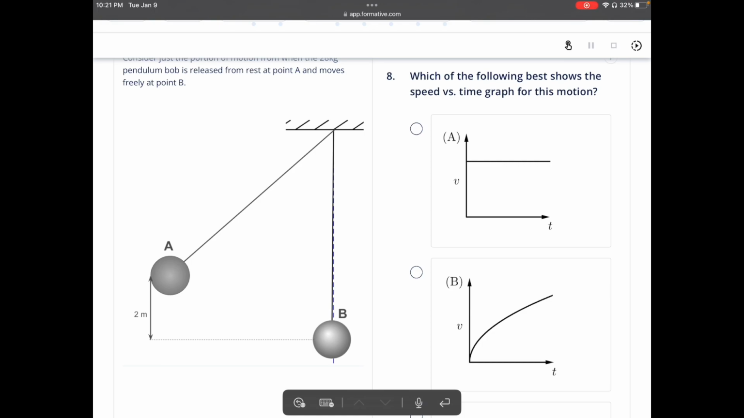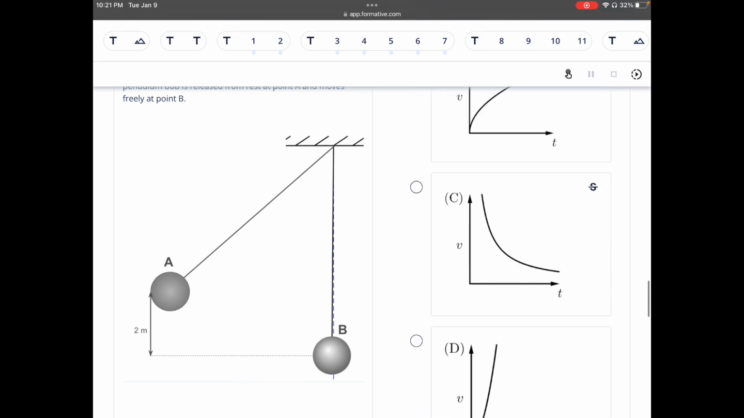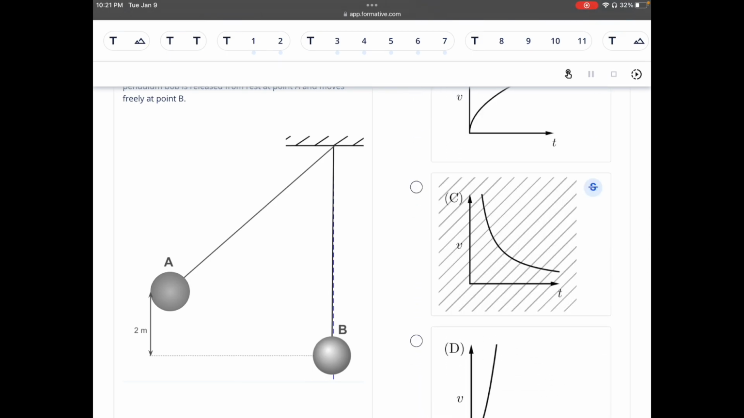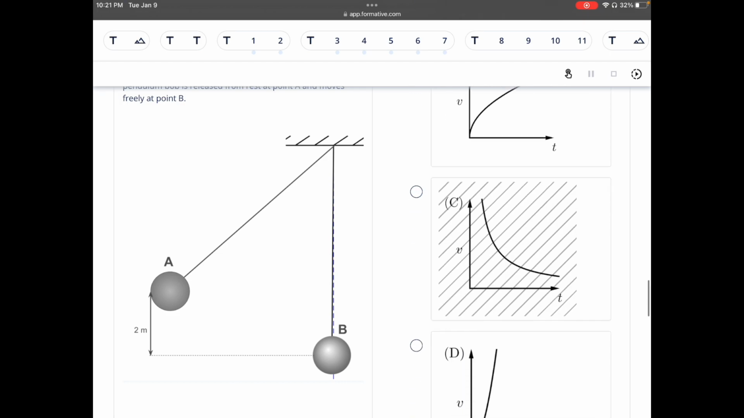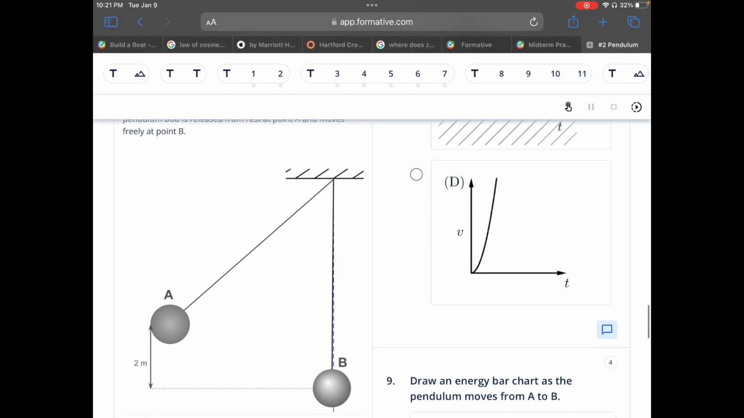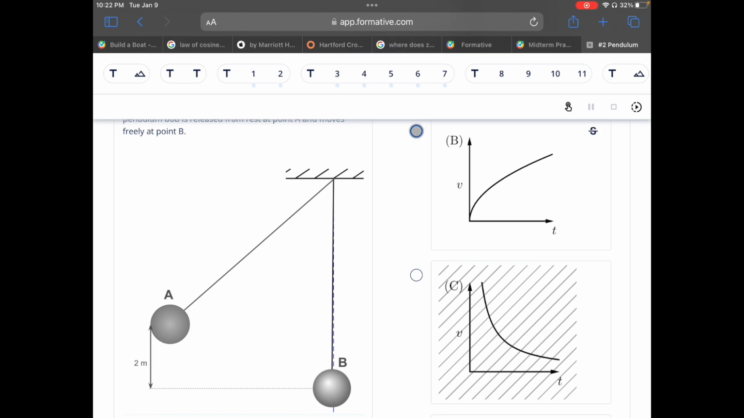We haven't done a lot of speed versus time graphs. And in this one, this is an object that starts at rest at A and then speeds up at B. So it can't be this picture because that shows an object in constant velocity. It can't be this picture because that's something that's slowing down. When I'm choosing between this graph that curves down and the graph that curves up, that's actually kind of tricky. I'm picking the graph that curves down.